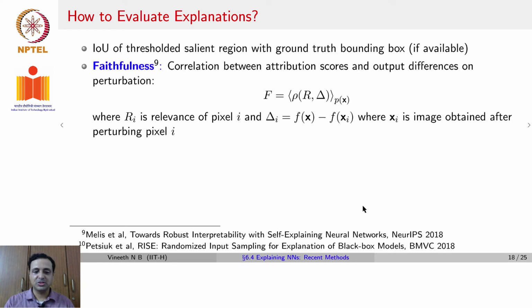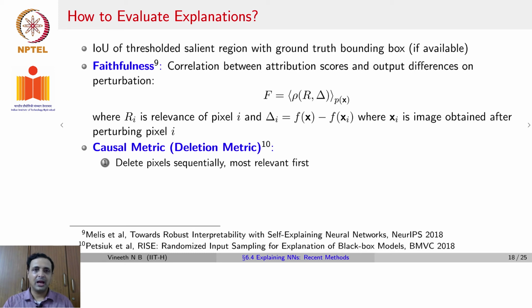Another metric which was defined in the BMVC paper here is known as the causal metric, and it has two variants known as deletion and insertion metric. Let's see the deletion metric, and the insertion metric turns out to be complementary. So in the deletion metric, you first delete pixels sequentially based on what our method says is most relevant first for a particular outcome. So if we think the pixels of a cat are the most relevant for calling it a cat, remove those pixels from the image. So replace it with a black pixel or a gray pixel. So remove those pixels from the image.